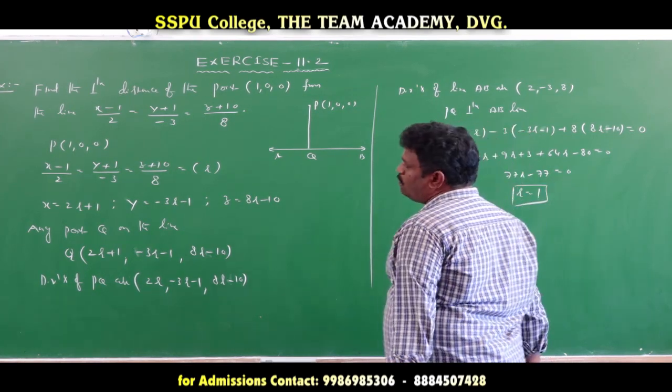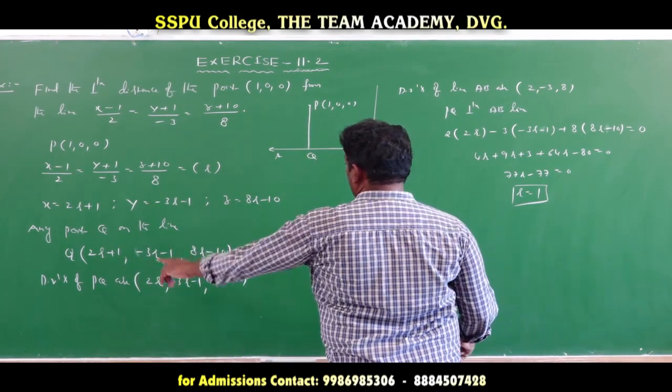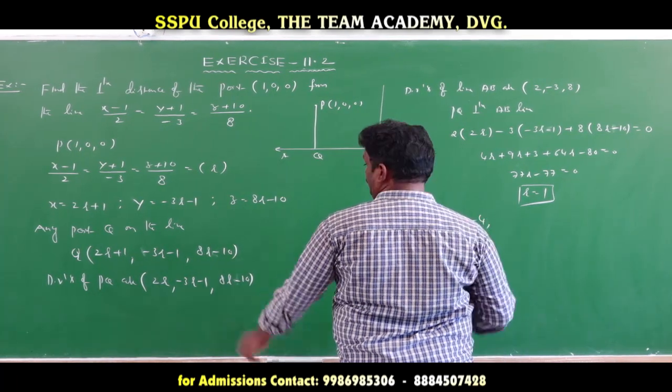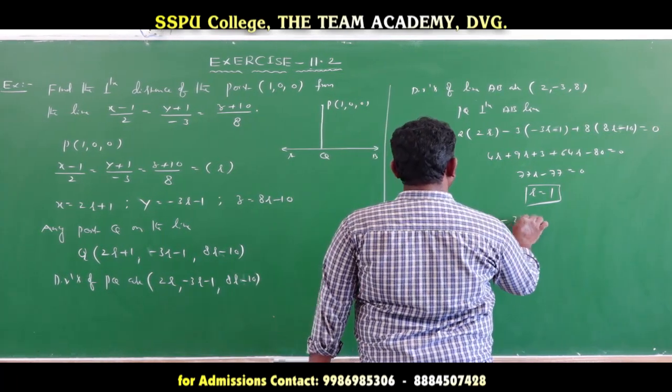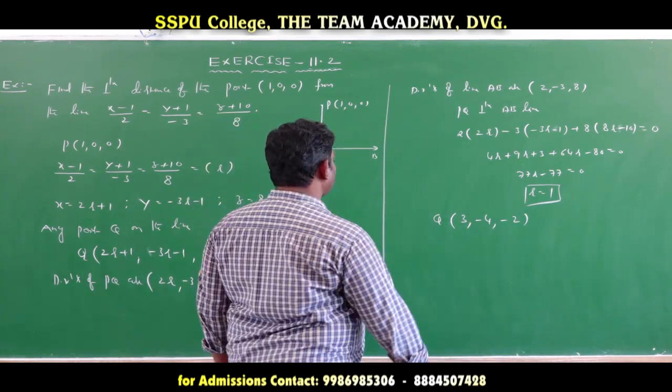Now for the coordinates of Q, we substitute this r value in the Q point: 2 plus 1 means 3, next minus 3 minus 1 is minus 4, next 8 minus 10 is minus 2. So this is the foot of the perpendicular Q.